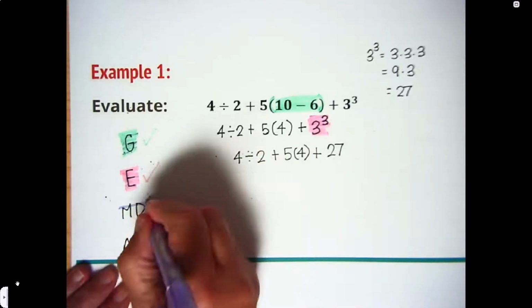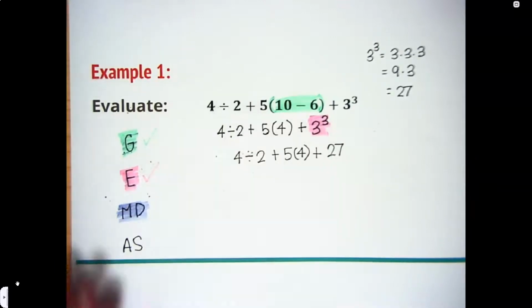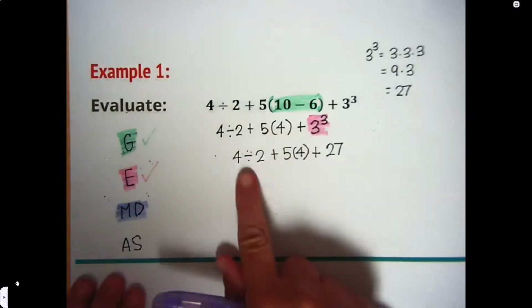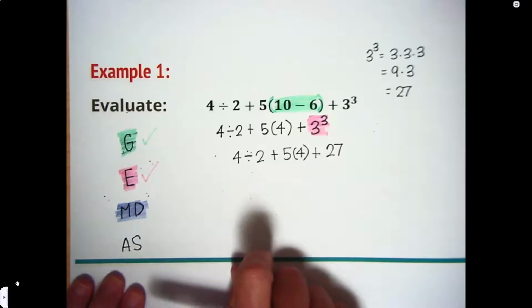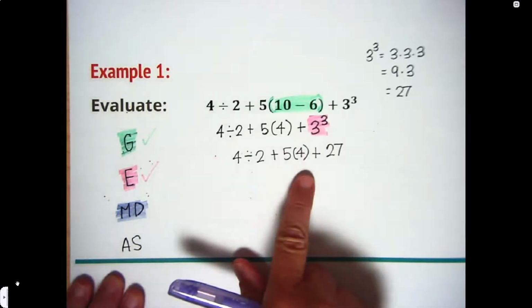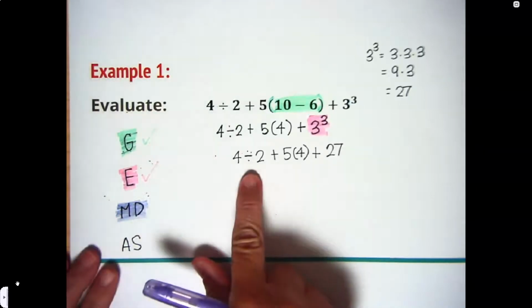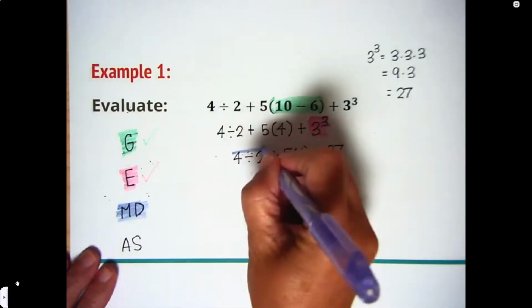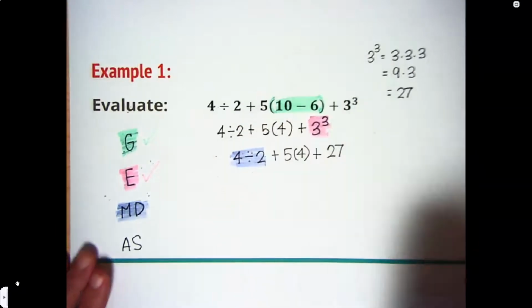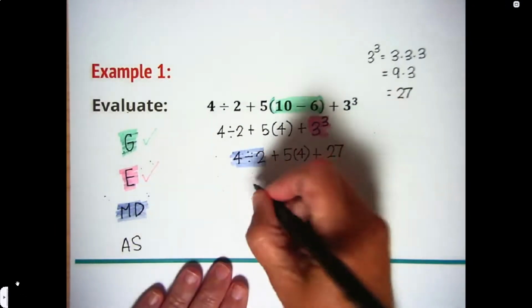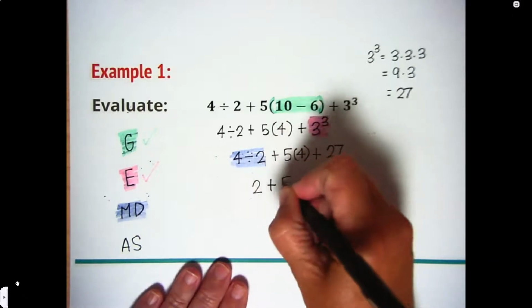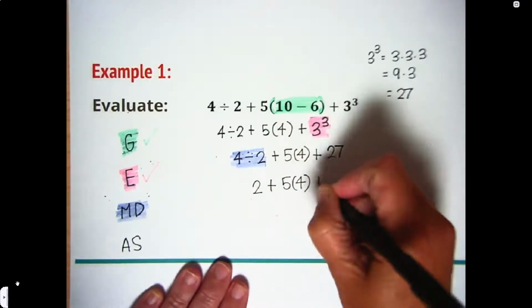So next, I'm at the multiplying and dividing phase. When I look at my problem, I have a division, 4 divided by 2, and I have a multiplication, 5 times 4. Now, like I said before, multiplying and dividing are same priority. One isn't more important than the other. So the question for me is, which comes first? Is the division first in the problem, or is the multiplication? In this case, I can see that the division is first. So the next thing that I'm going to do is 4 divided by 2. All right, so 4 divided by 2 is 2, plus 5 times 4, plus 27.